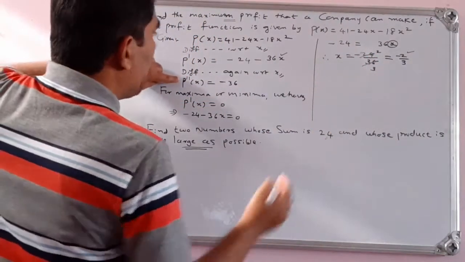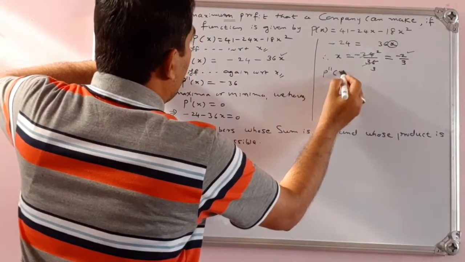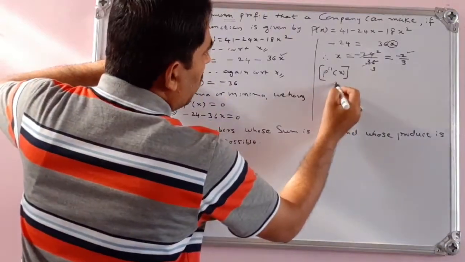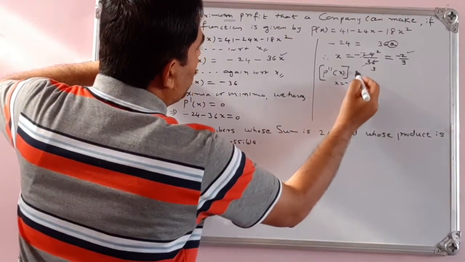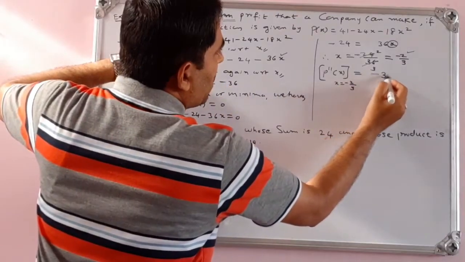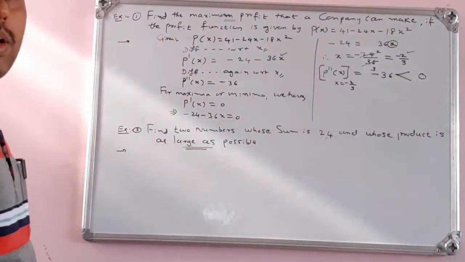See, now the second derivative. Observe the second derivative at this point. So what is this point? At x is equal to minus 2 by 3. See, it is a constant. I got already minus 36 here. See, minus 36, it is what? Less than 0.